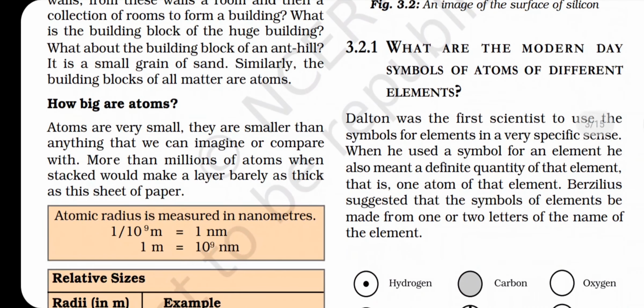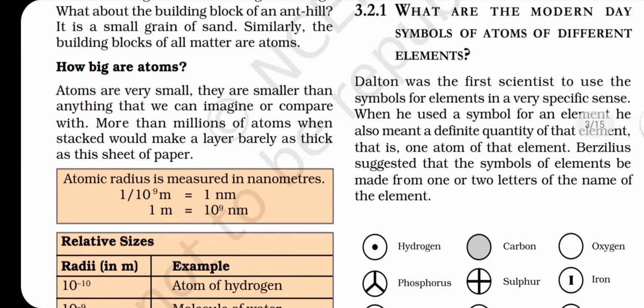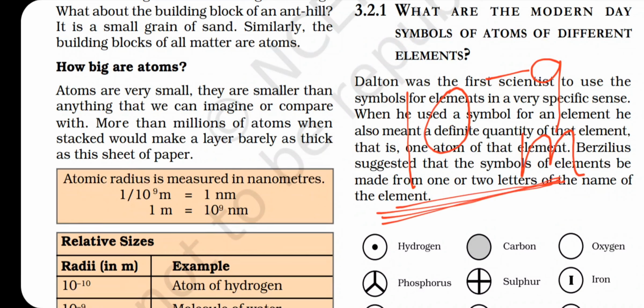How big are atoms? Atoms are very small. They are smaller than anything that we can imagine or compare with. More than millions of atoms when stacked would make a layer barely as thick as a sheet of paper. So atomic radius is measured in nanometers. That is, 1 by 10 to the power 9 meter is equal to 1 nanometer, that is, 1 nanometer is equal to 10 to the power minus 9 meter, which is the unit of atomic radius.